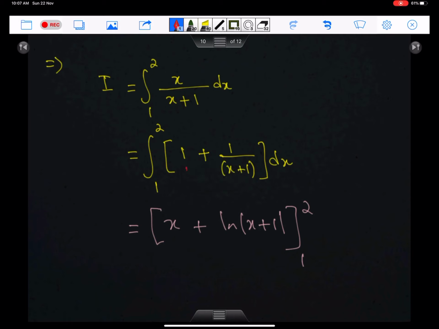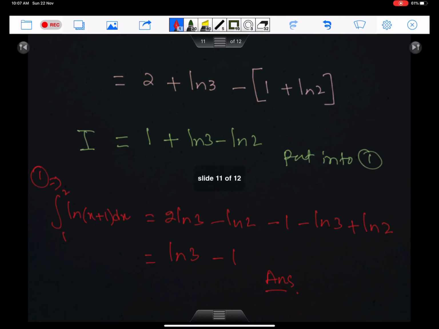So this 1 will become x, this will become ln modulus x plus 1. Make sure you write modulus with ln. Whenever you integrate functions like this, always write ln modulus, because ln is always defined for positive values. Well, this is the simplified form of I.